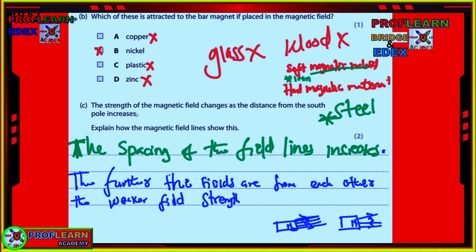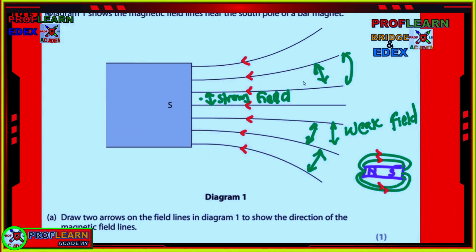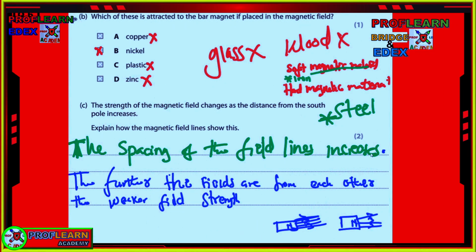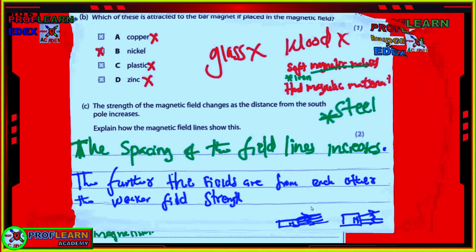Explain how the magnetic field shows this. What do they want to show? The strength of the magnetic field changes with distance from the south pole. You see, as we are moving from the south pole, the spacing of the field lines increases, meaning the strength of the magnetic field decreases, right? So the spacing of the field lines increases, and the further the field lines are from each other, the weaker the field strength is. Equally, when the fields are close, it means a strong magnetic field, and when they are apart, it means a weak magnetic field.